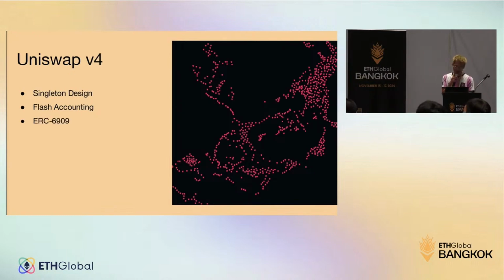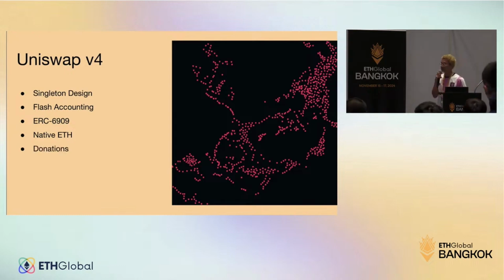ERC 6909 is essentially a wrapper for ERC20s. It allows you to keep your ERC20s within the core contract and efficiently trade value back and forth. So it's really useful for MEV bots or high frequency traders. Another feature is native ETH. In v2 and v3, you have to wrap your Ether in order to trade ETH. But in v4, we also directly support the native ETH token, again for gas efficiency.